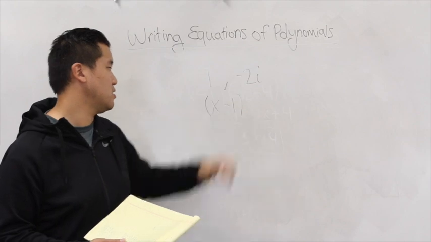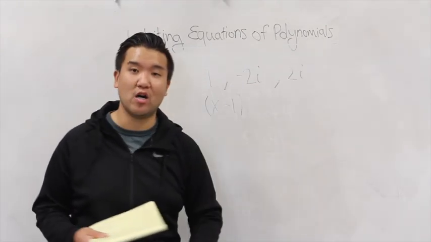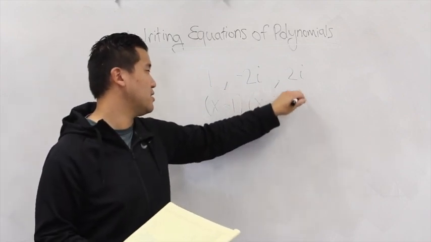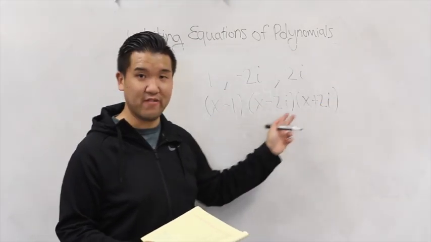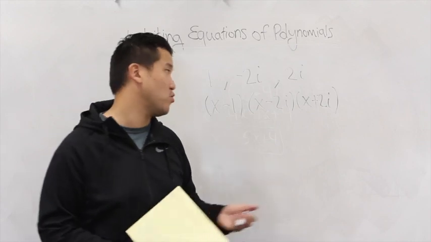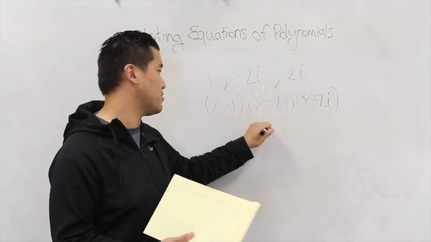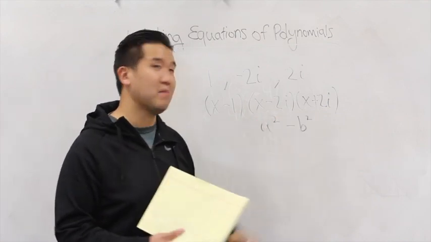X minus 1. What happens if you have -2i, then positive 2i also has to be present. So then you have x minus 2i and then x plus 2i. I'll FOIL this guy first. If you notice here, it is actually a difference of two squares. You have a plus b, a minus b, so if you FOIL it, you can just say it's a squared minus b squared.